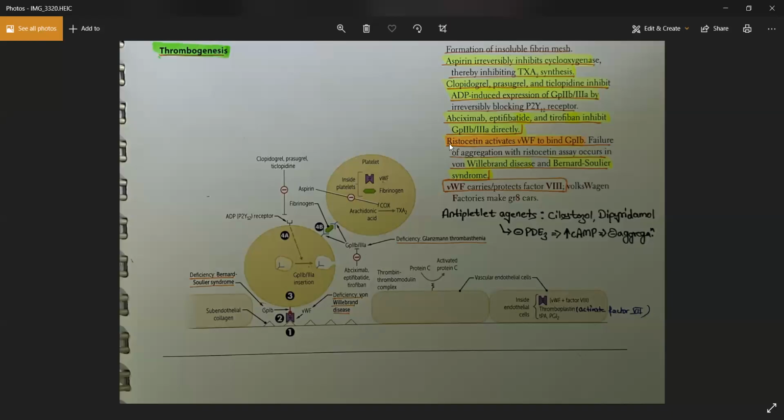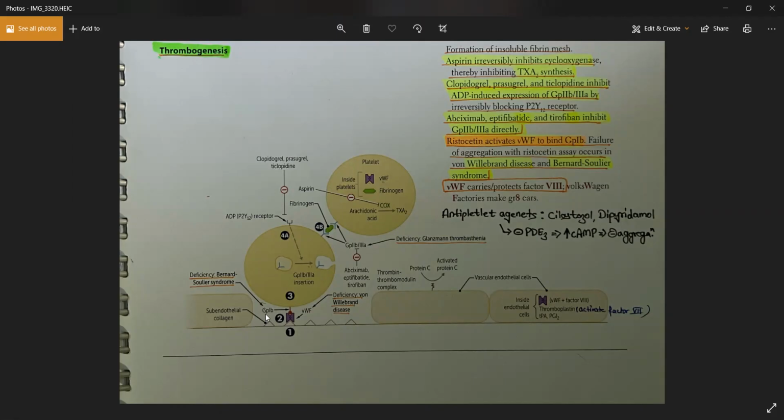And you have certain diseases also which prevent this weak platelet plug formation. First, you have Bernard-Soulier syndrome, in which you have a deficiency of the glycoprotein 1b receptor. Because of this deficiency, the platelets can never bind to the von Willebrand factor, right? The second one is von Willebrand disease, in which you have an absence of the von Willebrand factor, and as a result, the platelets again cannot bind to the endothelium.